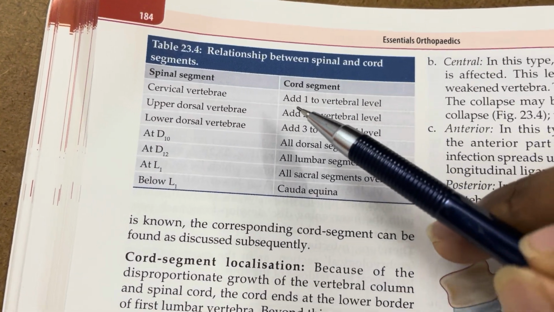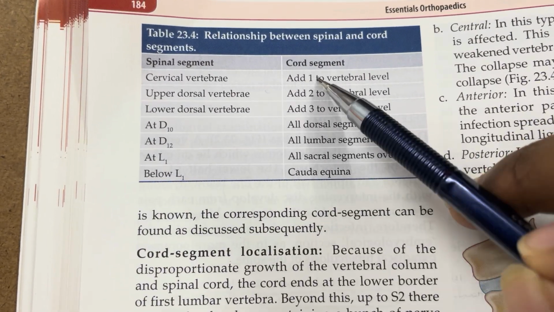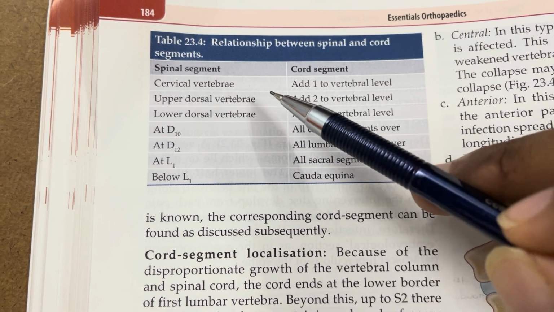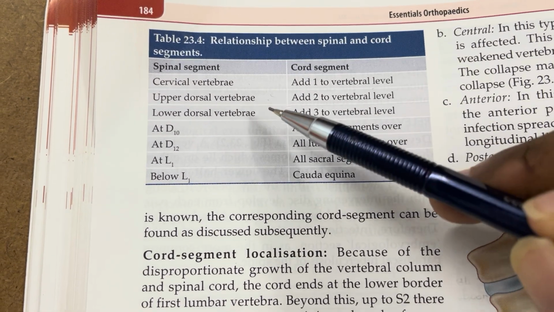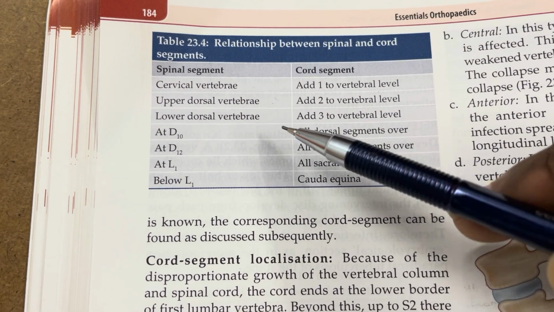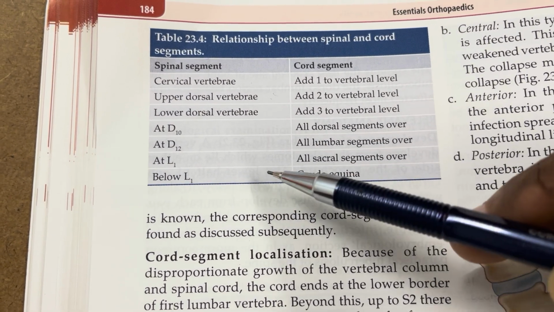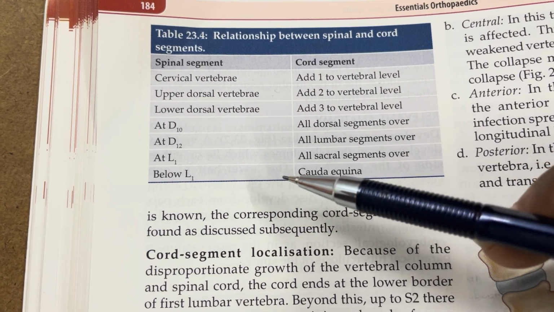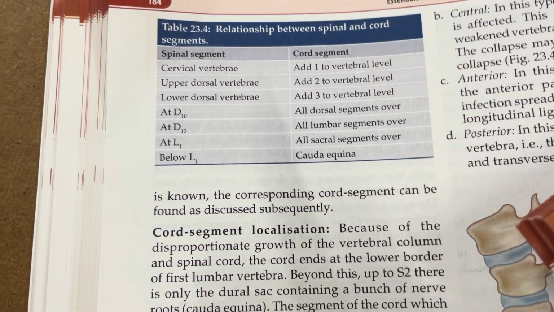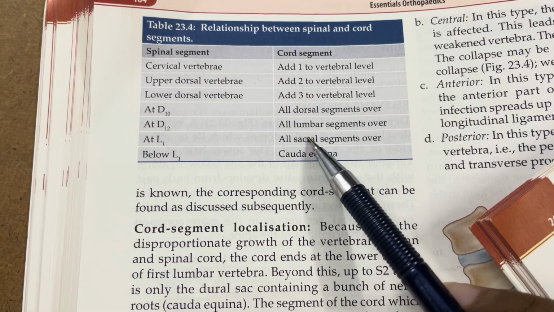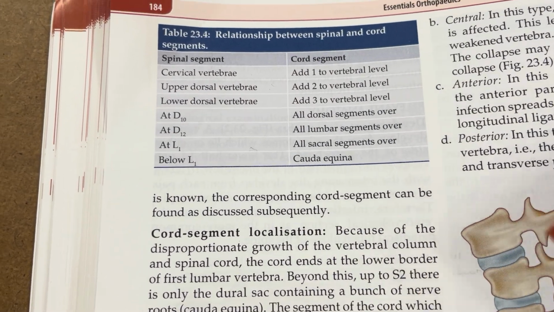So basically, for the cervical vertebrae, to get the cord segment, you add 1 to the vertebral level. Upper dorsal, add 2. Lower dorsal, add 3. Okay, at D10 all the dorsal segments are over, at D12 all lumbar segments are over, at L1 all sacral segments are over, and below L1 it is cauda equina, because the spinal cord ends at L1, so the terminal part, sacral segments at L1, and below L1 it is cauda equina.